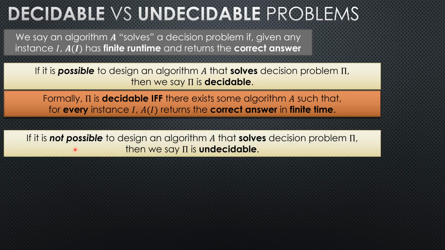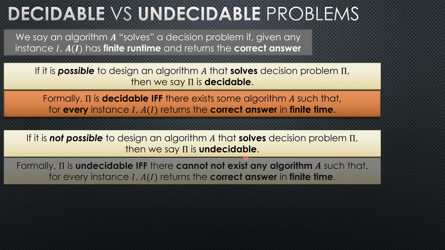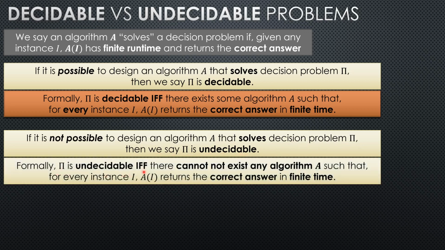Now, what does it mean to be undecidable? It's the same as decidability, except if it's not possible to design an algorithm that solves the decision problem, then we say pi is undecidable. Formally, pi is undecidable if and only if there cannot exist an algorithm A that will solve the problem for every instance, returning the correct answer in finite time. Okay, it's undecidable if and only if there cannot exist such an algorithm. So this is still sort of something that's hard to prove, because you're talking about cannot exist such an algorithm. What do you mean cannot exist such an algorithm?